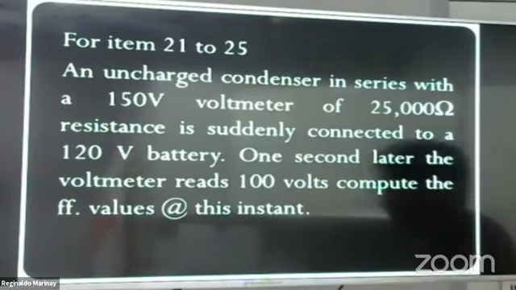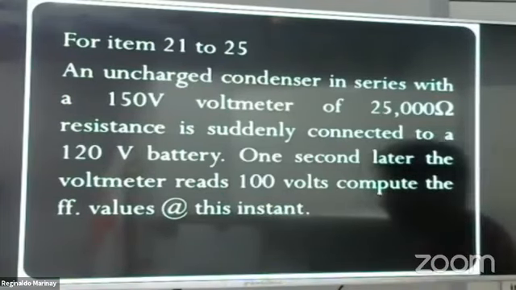Okay, let's go over here. So this is an uncharged condenser. We don't have a value yet here. It's not given in the problem. No? So, we have a resistor. The resistor is the resistance of the voltmeter, which is 25,000 ohms, already given. Then, the rating of the meter, maximum voltage, is 150 volts. No? Suddenly connected to a 120 volts battery. After 1 second, our voltmeter reading here reads 100 volts.